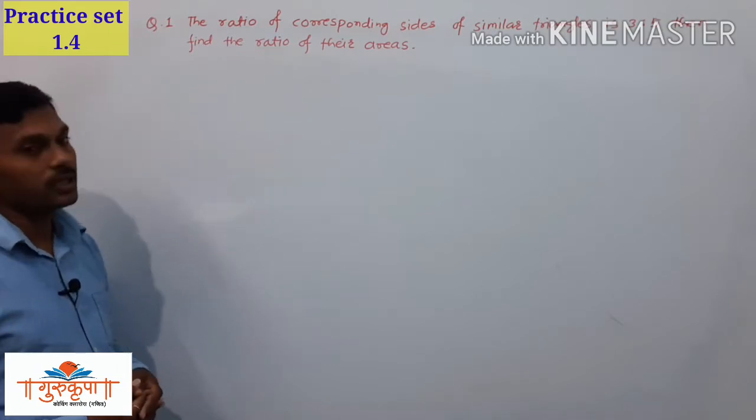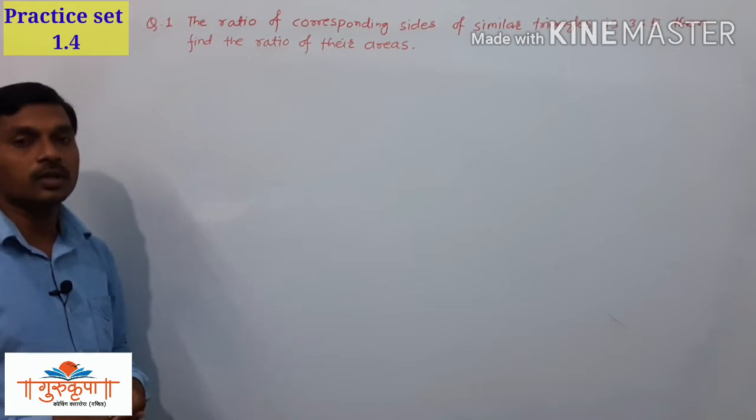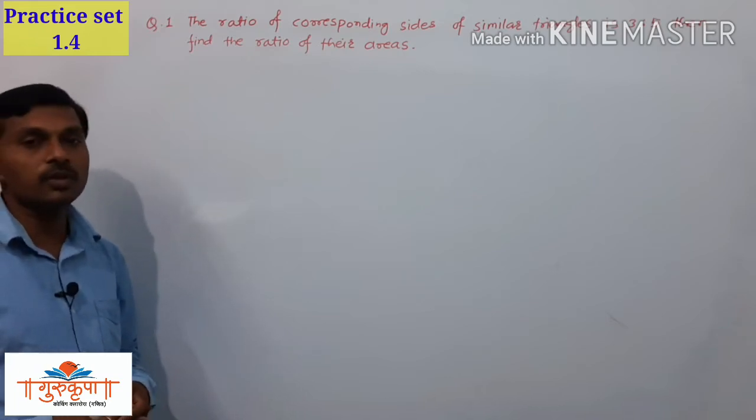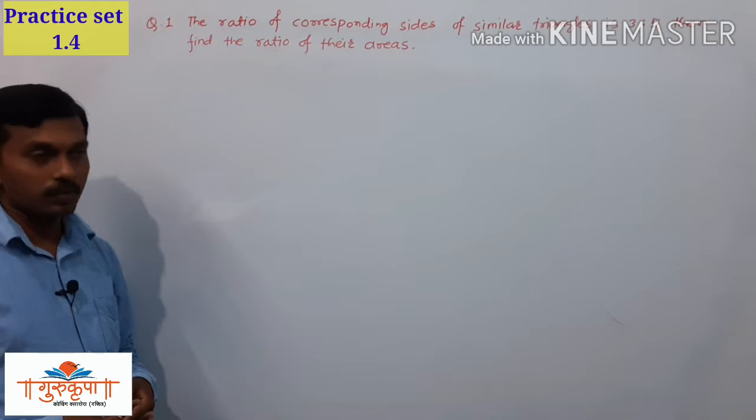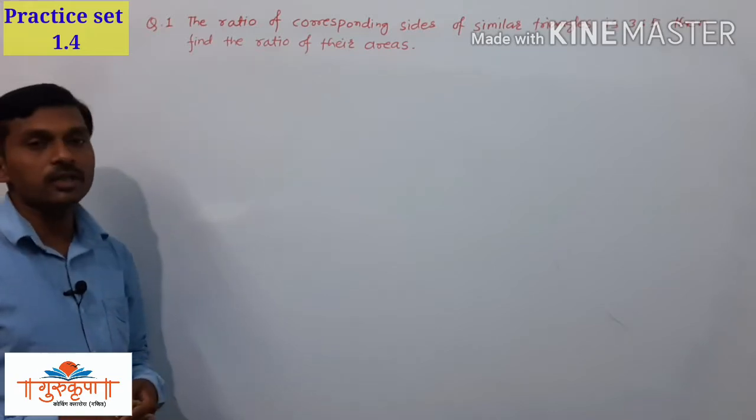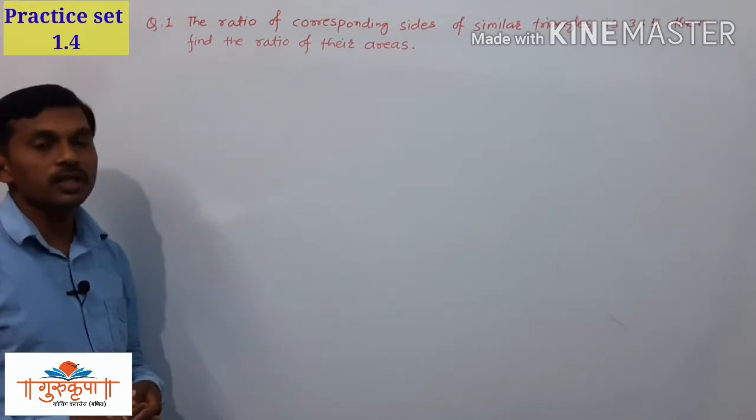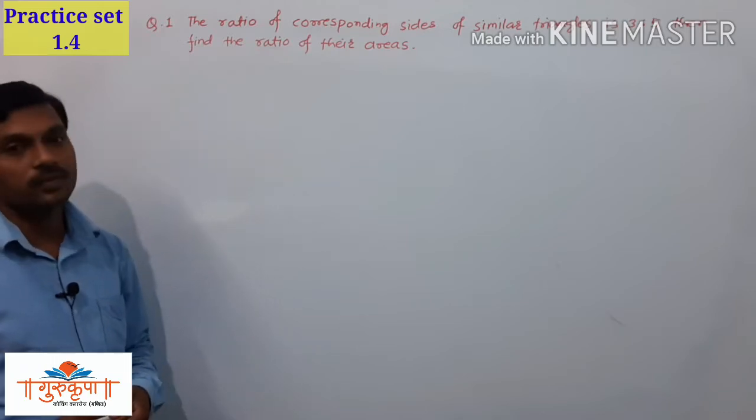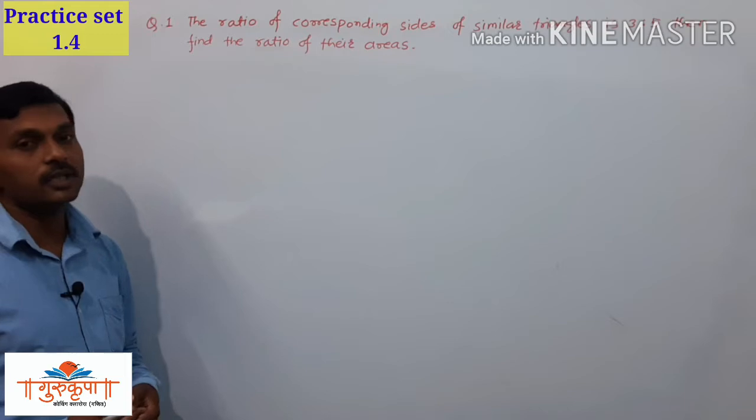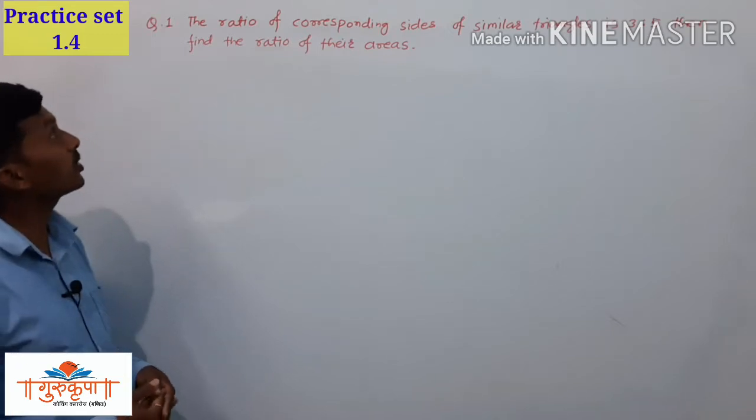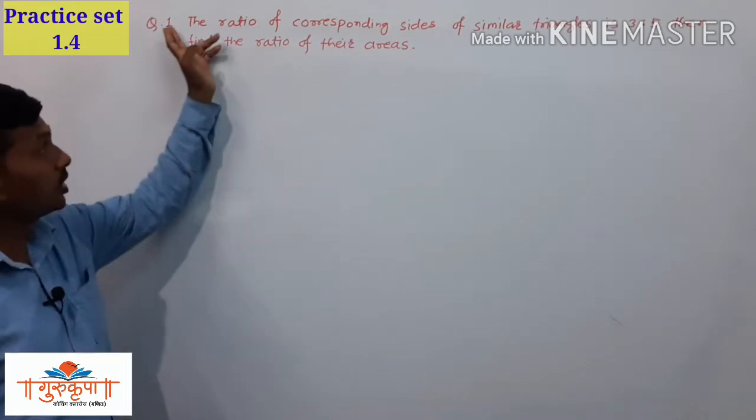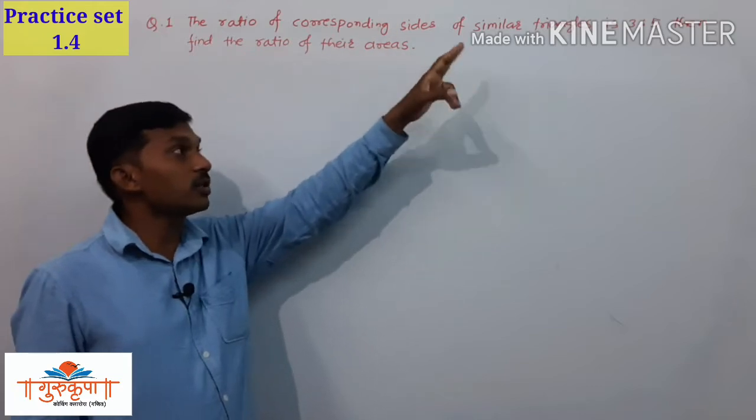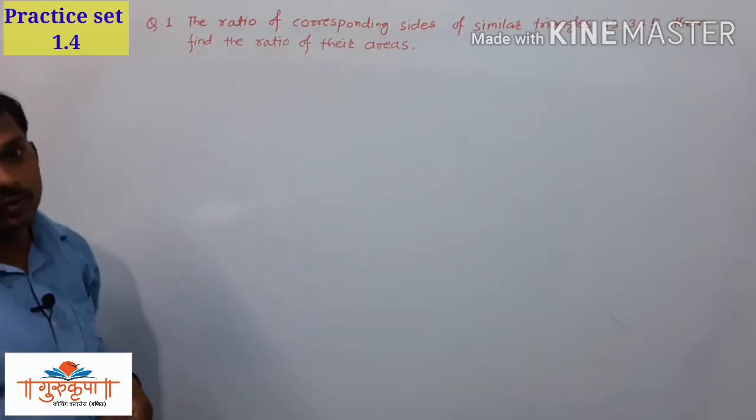Before this practice set, we studied the theorem of the ratio of the areas of two similar triangles. Now, using that theorem, we have to solve practice set 1.4, and we have the first question. We are given the ratio of the corresponding sides of the two similar triangles, that is 3:5.